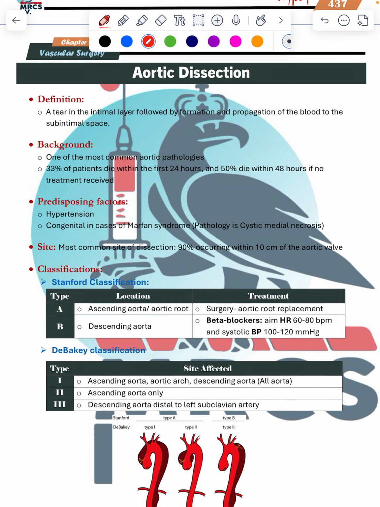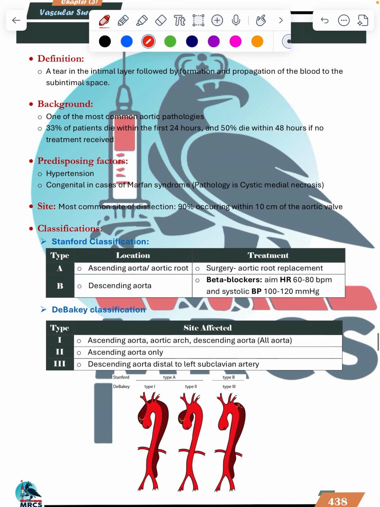It is one of the most common aortic pathologies, and 33% of patients die within the first 24 hours. Whenever there is dissection, there is total disturbance in the physiology, and 33% of patients die within a day. If they survive 48 hours, 50% of persons die.